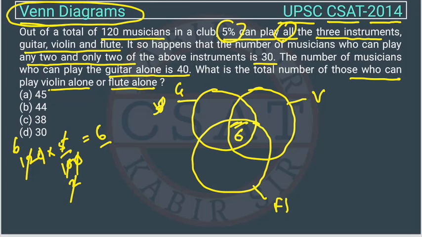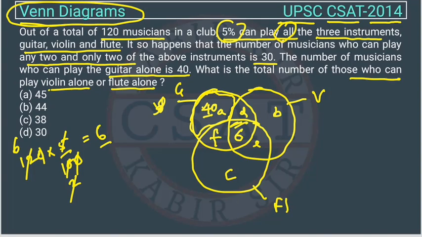Now they have given guitar alone, so this is guitar alone, this area, right? This area is guitar alone. So how much is this given? 40. So this is 40, right? So in these kinds of questions, normally what we do is we write like this. Here this is A, you can write if you want. So A, B, C, this will be D, this will be E, this will be F, and this is G. G is given as 6, right? A is also given as 40.